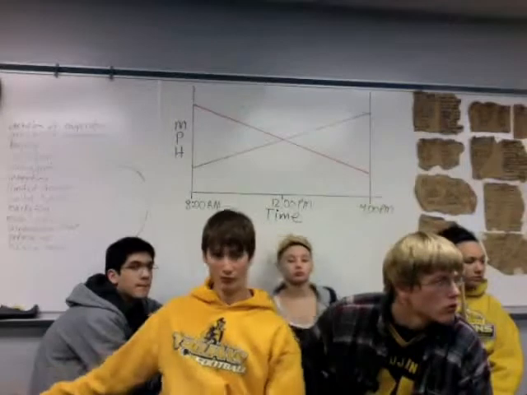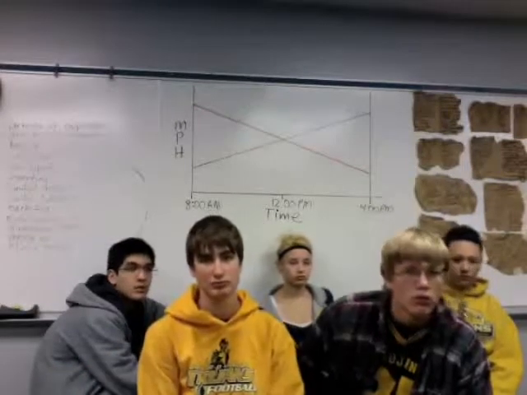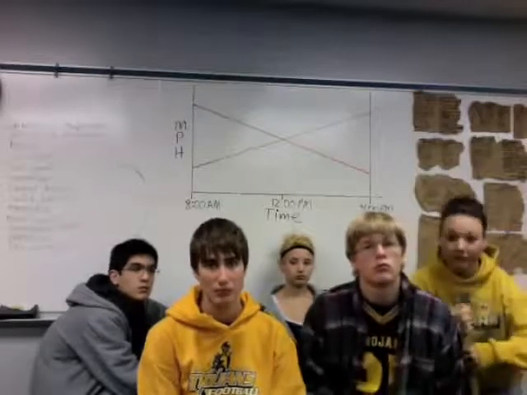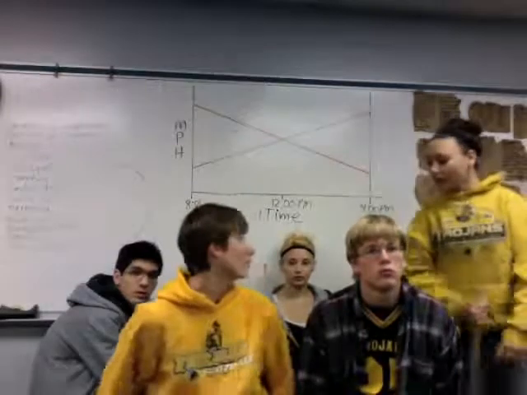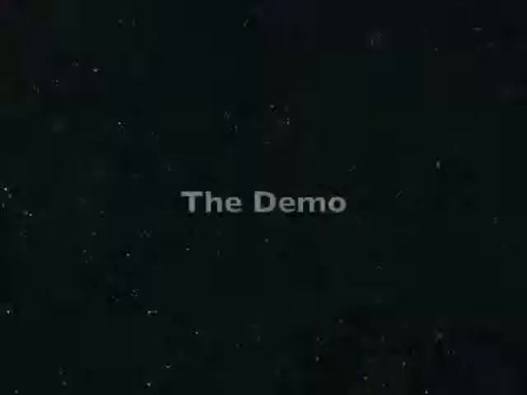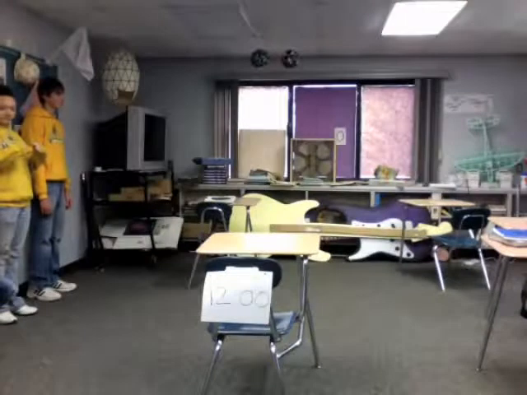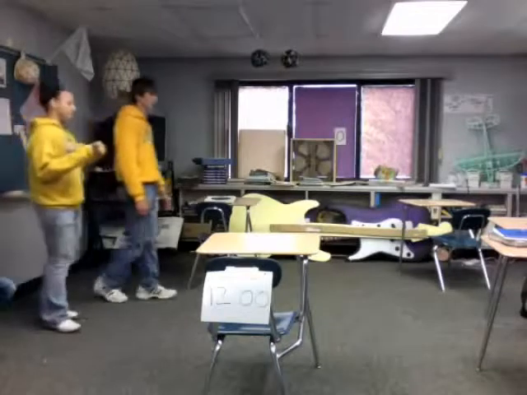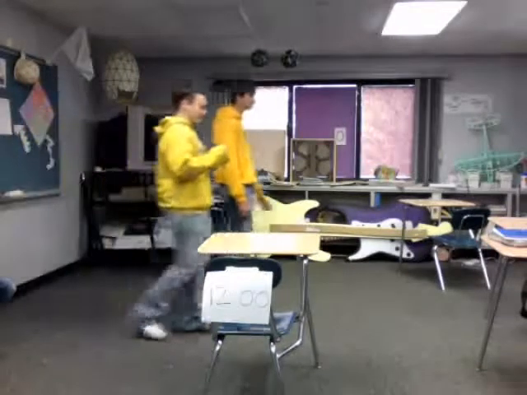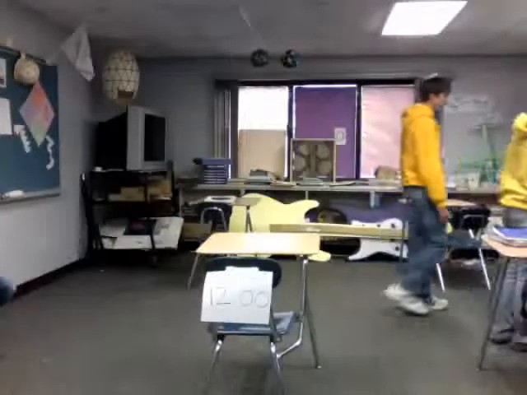All right. Next thing I want you to do is try to model the cars. Either you can use some objects, or you can walk, whatever you want. I want you to model the movement of the cars, blue car and red car. All right, now let's see how you do modeling this problem. I'll do time, and you be the cars. Ready? 8 o'clock, 9 o'clock, 10 o'clock, 11 o'clock, 12 o'clock, 1 o'clock, 2 o'clock, 3 o'clock, 4 o'clock.